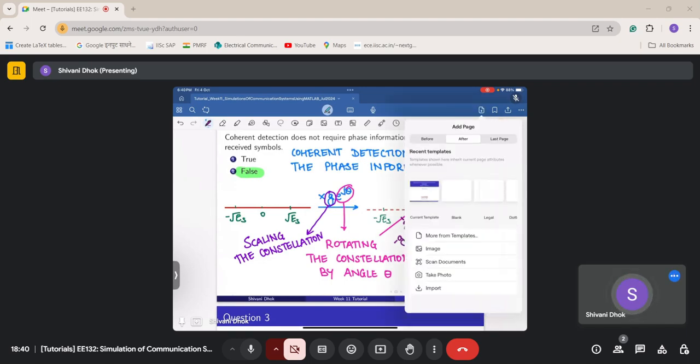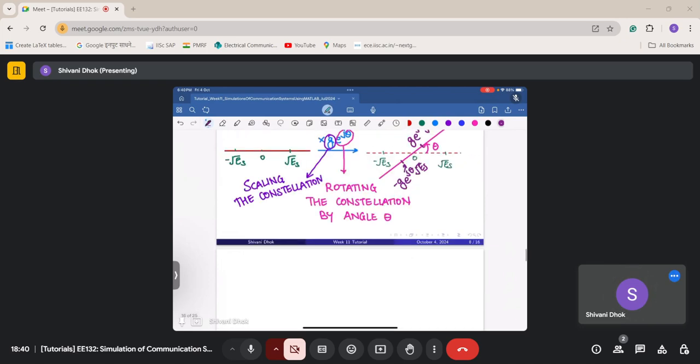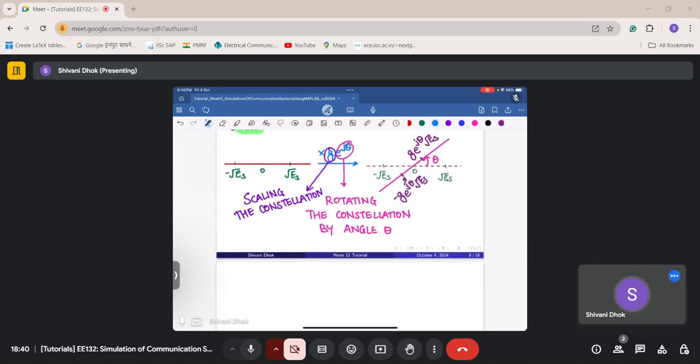So this is what is happening. And what does coherent detection do? This coherent detection will undo this. Let me just take this part here.